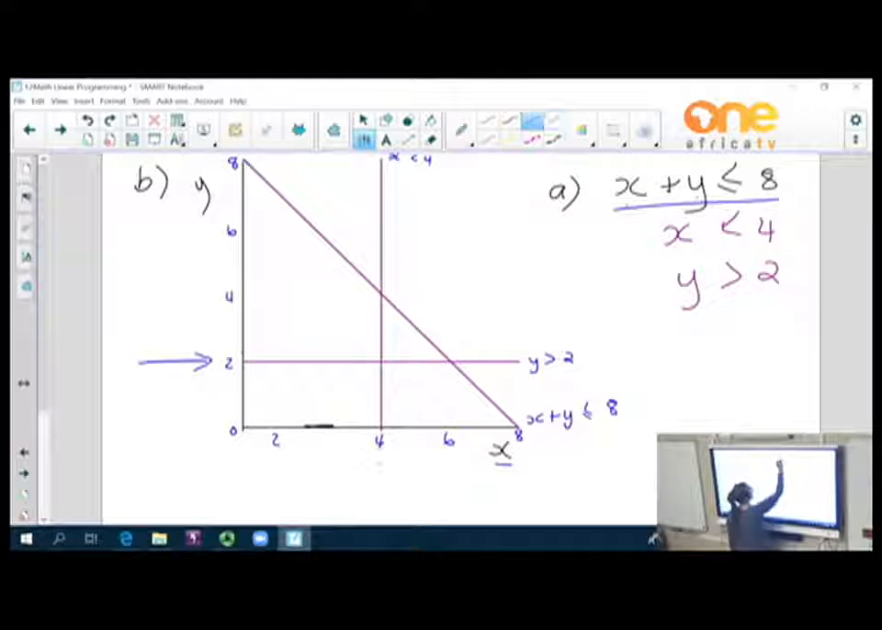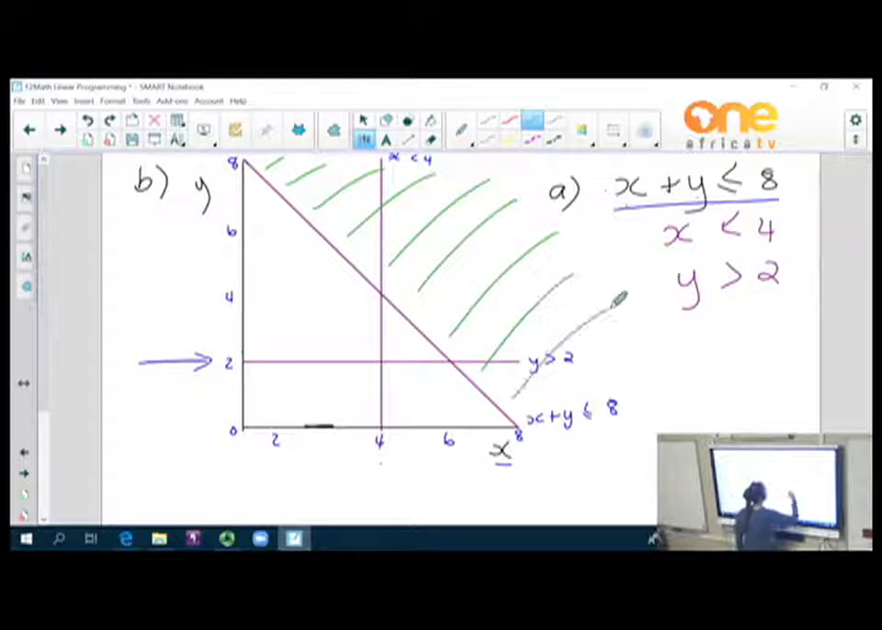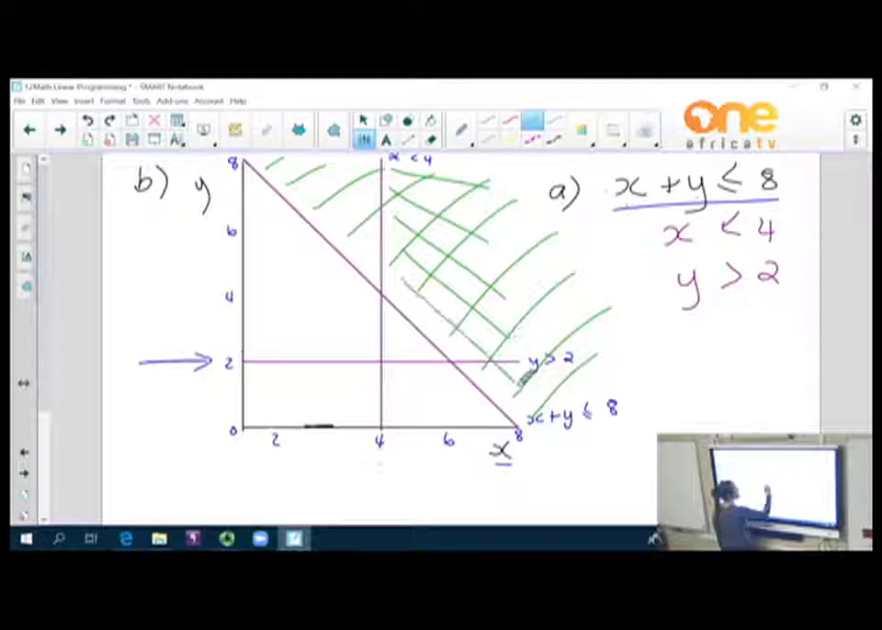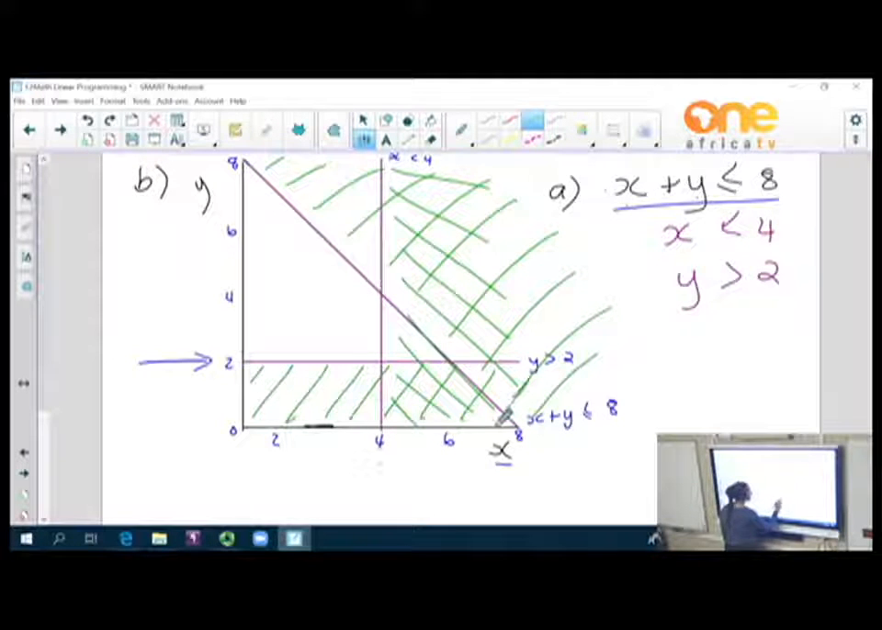So x plus y cannot be more than 8, which means it is this part. It cannot be more than 8. Then we have x is less than 4, so it cannot be more than 4, which is this part. And then we are left with y is more than 2, so it will not be less than 2. So that's your unwanted region. And you are left with your wanted region. I'm just showing you which part. There is your wanted region.